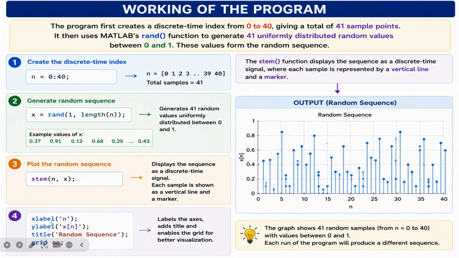So for that we are using xlabel of n, then ylabel of x of n, and title we are giving it as random sequence. Okay, then we are using the grid on here. So grid on, what it will do, it will display the horizontal and vertical grid lines on the graph, and the grid makes it easier to identify the sample numbers and the amplitude values. So this is the working of the program.